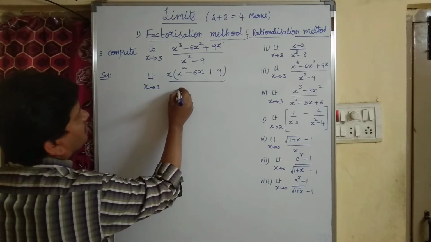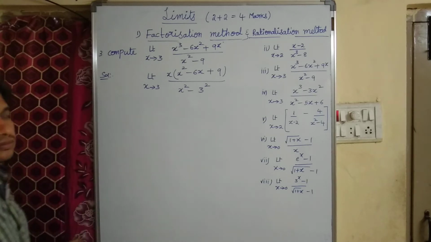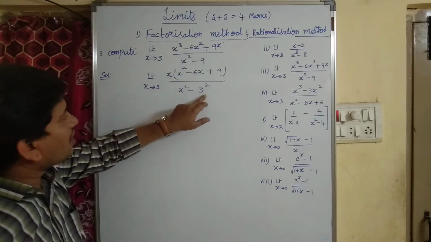How can I write x square minus 9? I can write it as x square minus 3 square, because 9 I can write as 3 square.